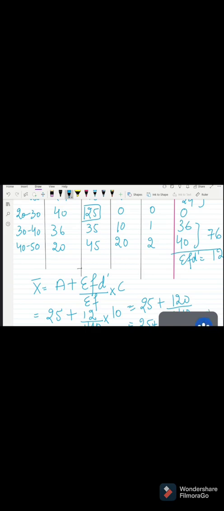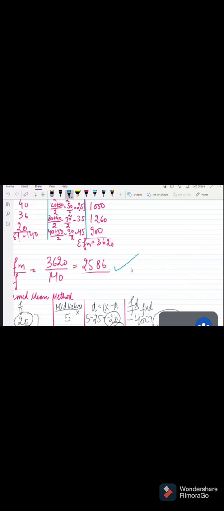As you observe, the answer is the same in all three methods. This is in step deviation 25.86, in assumed mean also it is 25.86, and in direct method also it is 25.86. So the answer would be the same in all the methods.